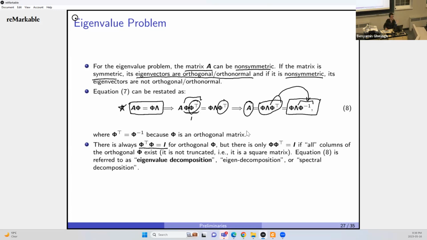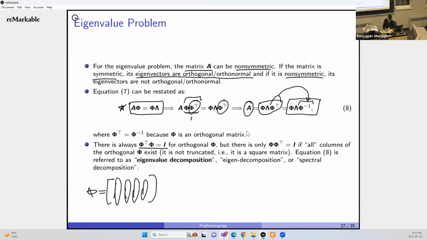Always we have phi transpose phi equals I when it is an orthogonal matrix. What do I mean by an orthogonal matrix? I already told you what orthonormal vectors mean. For an orthogonal matrix, its columns are orthonormal. So when we say an orthogonal matrix, it means that the columns of that matrix are orthonormal.